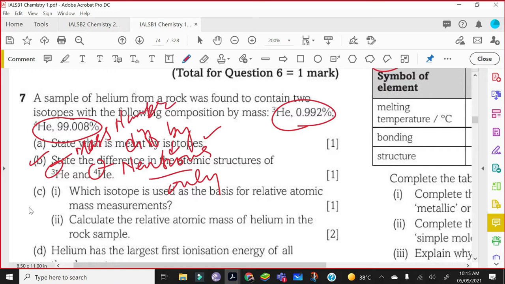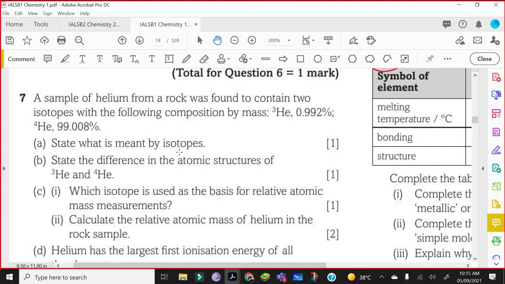Which isotope is used as the basis for relative atomic mass measurement? The one which is having maximum percentage will be used as the basis. So isotope 4 is being used as the basis because it has the maximum percentage here. This one is going to be used because it has a maximum percentage.